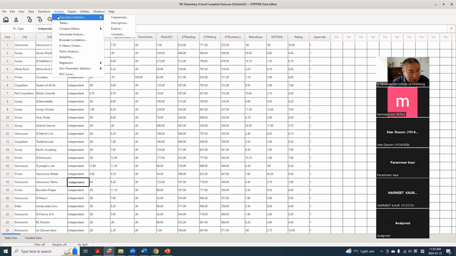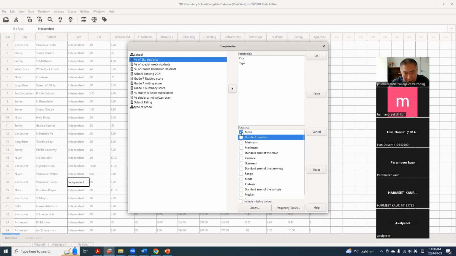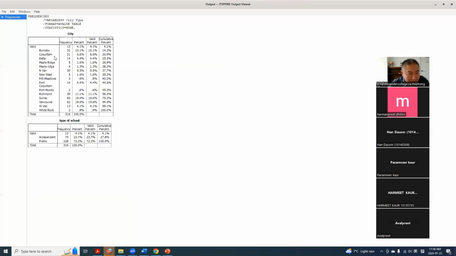Let's analyze some of the statistics. First up, let's do the frequency. The textbook explains all these differences about frequencies, means, but I'm going to do a demonstration here. So let's look at city, frequency, type of schools, and what else? Let's do these two first. I don't want means for these variables because they are not numbers. They are nominal.